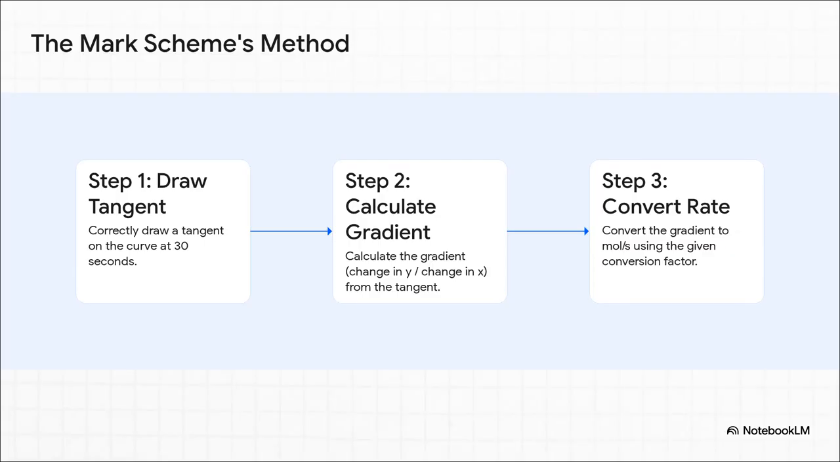The mark scheme breaks this down perfectly. It's a really clear process. First, you get a mark just for drawing the tangent correctly at the 30-second mark. Easy. Next, you calculate the gradient of your tangent line, not the curve itself. Then, finally, you get a mark for converting that number using the factor they give you in the question. If you just follow these steps, all 5 marks are yours.